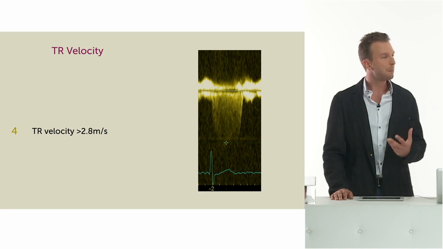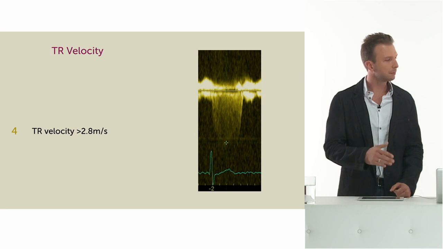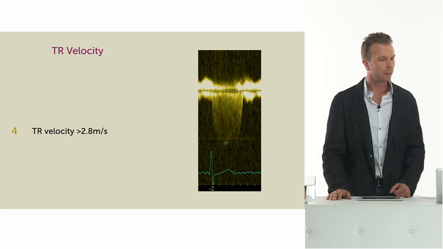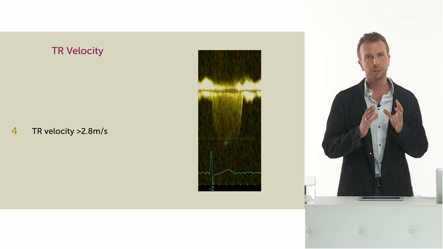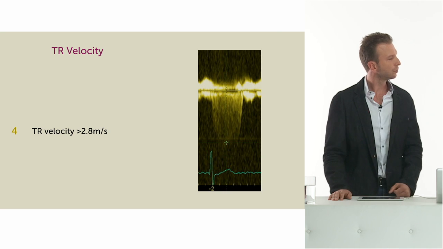Yeah, the last parameter is the TR velocity, of course. You can measure pulmonary systolic pressure directly, and there's a cutoff level of 2.8 meters per second. Above that, this criterion is also fulfilled. Right. And then out of these 4 criteria, we should make a diagnosis. But let me come back to the TR velocity. I think many of you are not aware that this is also an indicator of elevated filling pressures.